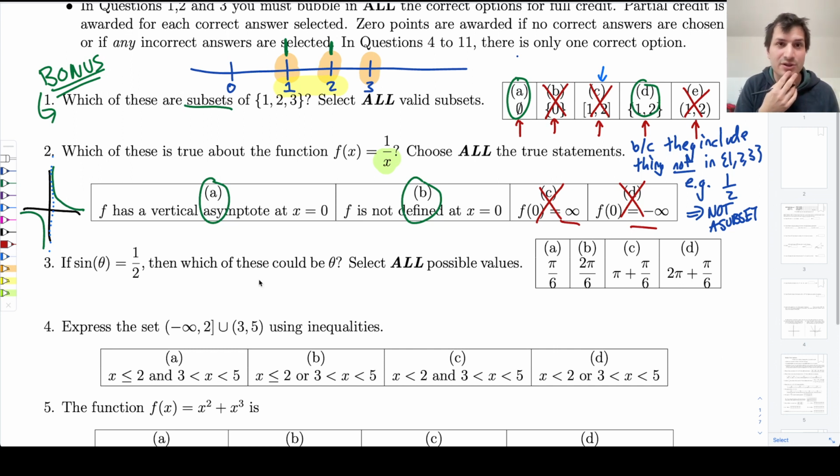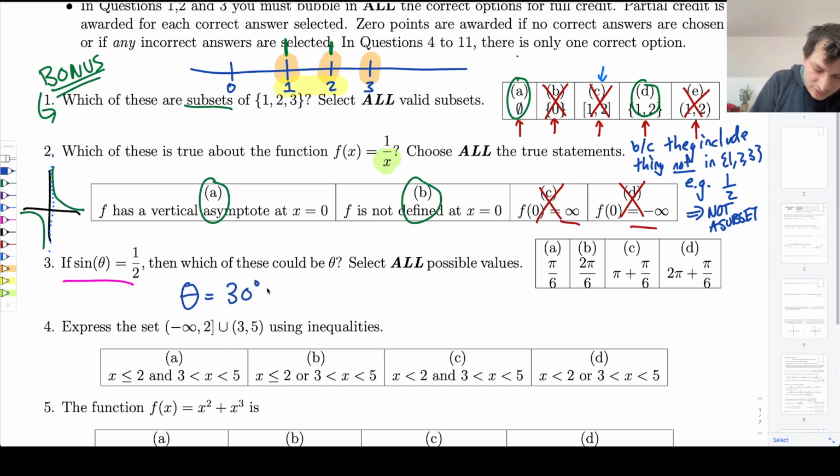Question 3 is about what is theta if the sine of theta equals a half. This should have been on your formula sheet for the special angles. The special angle where the sine of theta equals a half is theta is 30 degrees, which is also known as pi by 6 radians. So pi by 6 is definitely a right answer, but there is more than one possible answer.